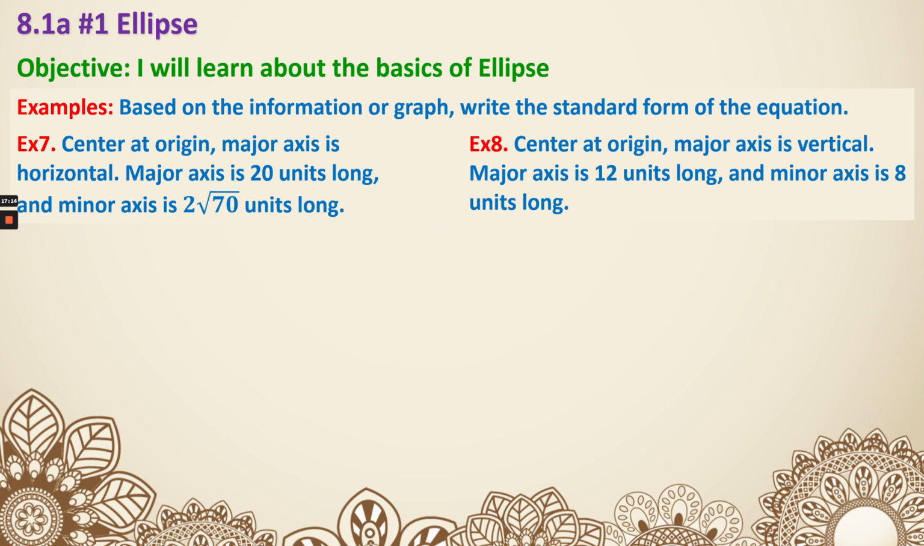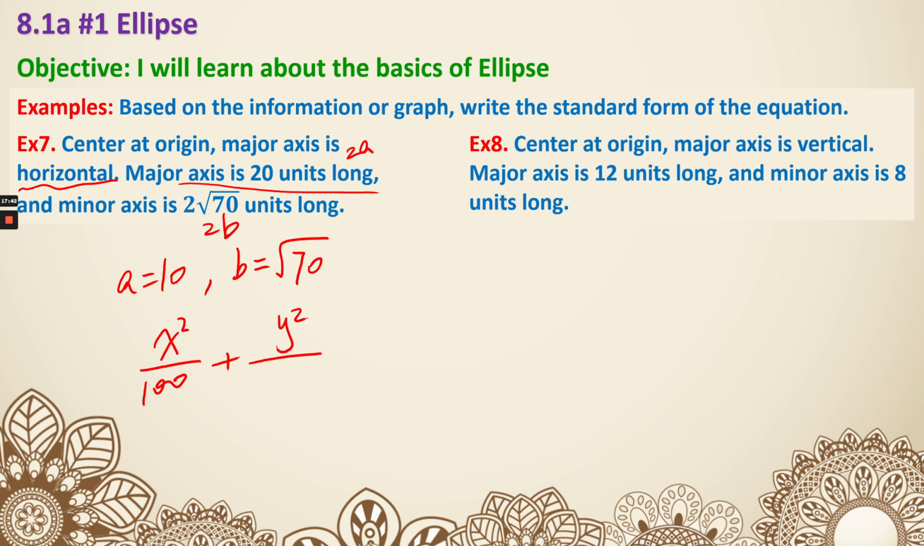Last 2 questions, example 7 and example 8. Center at the origin, major axis is horizontal. Great. That tells us that A squared is going to be under the x squared. Major axis is 20 units long. If you remember, major axis is 2a, and minor axis is 2b long. So I would know my A is 10, and my B is square root of 70. Since it's horizontal, my A would be under the x squared. So x squared over 100 plus y squared over, well, it's a square root of 70. So it's got to be 70, because when we square that number, it's got to be a positive 70. That equals 1.